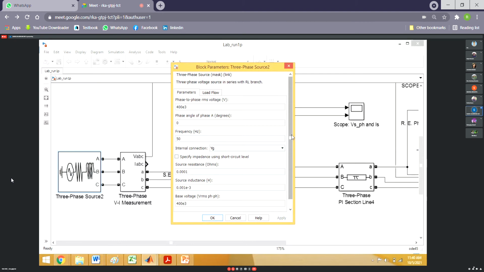So this is the source. This is the measurement block, so that A, B, C is directly connected to the measurement block. From there you can directly get the three-phase voltage, or you can get individual phase voltages also, right?